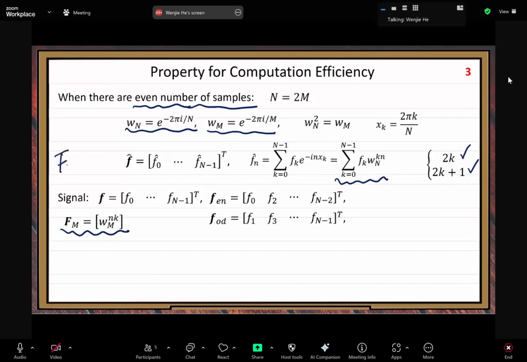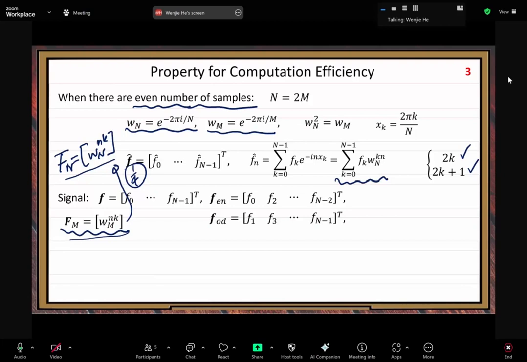because F capital N is our original Fourier matrix. Now you can see the number of entries in this smaller matrix compared with that: it is 1/4. Because the number of rows you cut by 1/2, and the number of columns you cut by 1/2. 1/2 times 1/2 is 1/4.